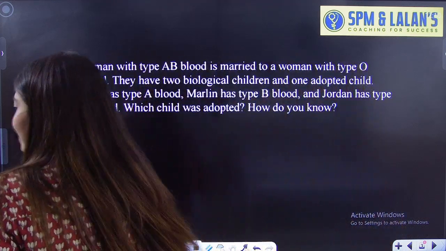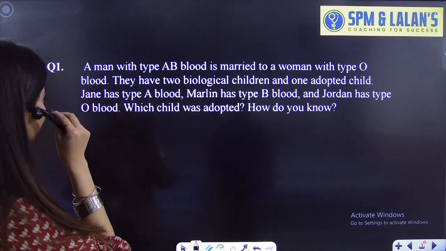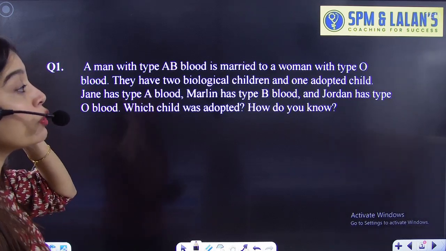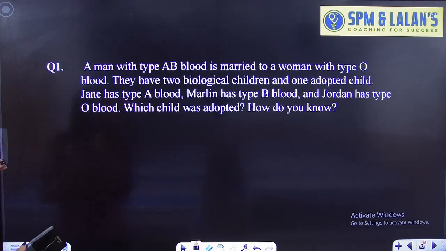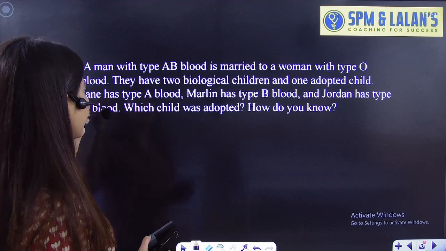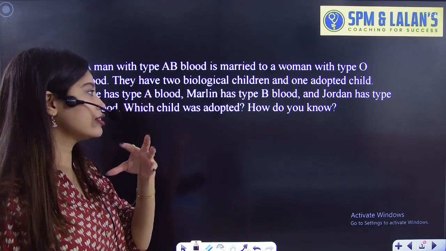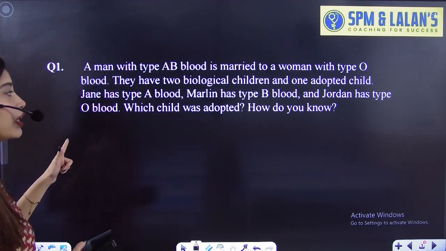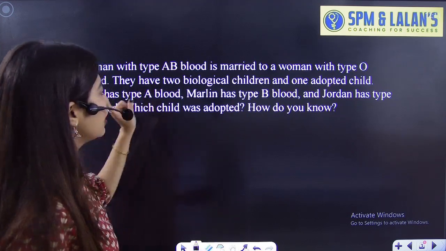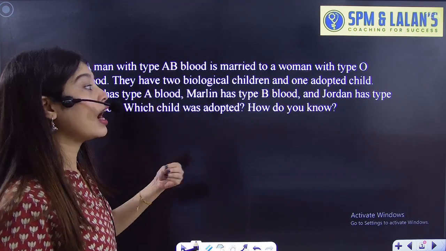So the question says, a man with blood type AB is married to a woman with blood type O. They have two biological children and one adopted child. Jane has blood type A, Marlin has B, and Jordan has O. You have to tell me which child is adopted from the three, that is Jane, Marlin, and Jordan, and how do we know that.